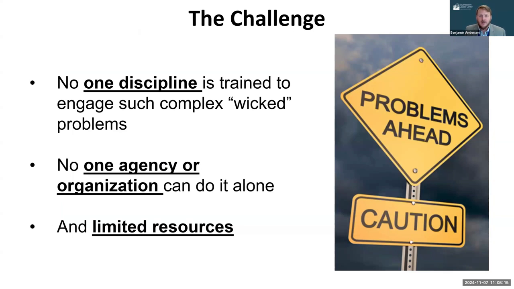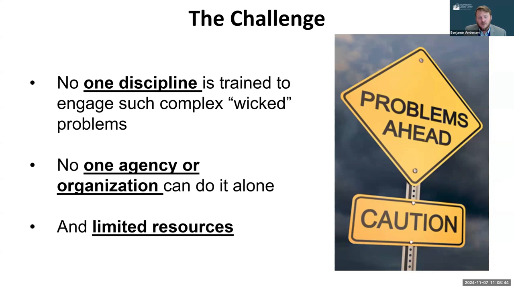And the challenge that we recognize is that there's no one discipline that is trained to engage in these what we call wicked problems. In addition, there's no agency or organization that is equipped to handle all the different aspects of the factors that are contributing to these issues as well. And then something that is continuing to be an issue is we are faced with limited resources. So how do we approach these challenging problems when we know that we have these constraints?